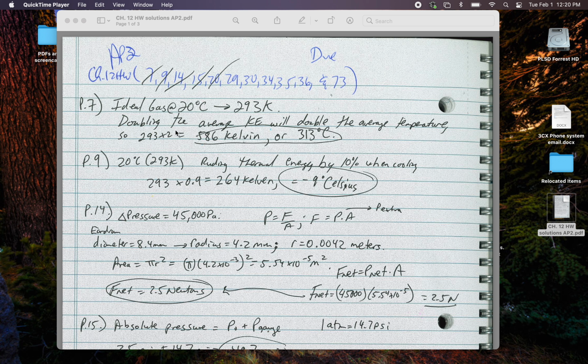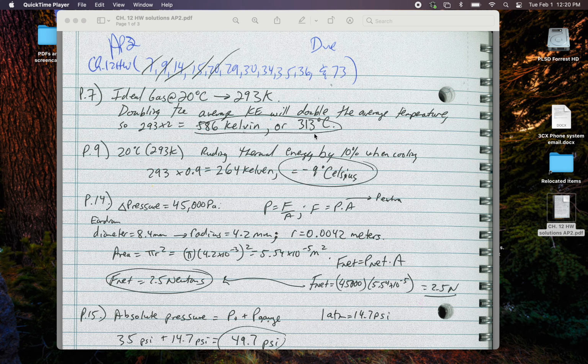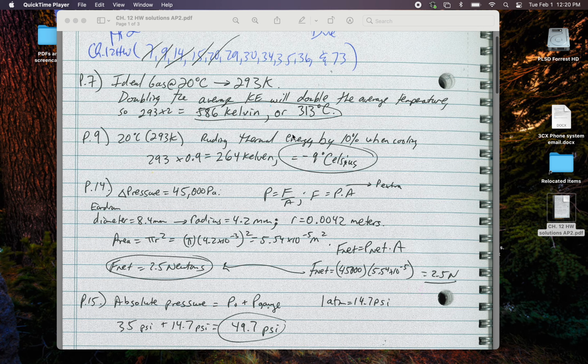You had an ideal gas at 20 degrees Celsius. If you double the average kinetic energy, it's going to double the temperature. So kinetic energy and temperature are directly related. But we need to make that into Kelvin. So that's 293 Kelvin. So it doubles to 586, and then I just converted that back to Celsius.